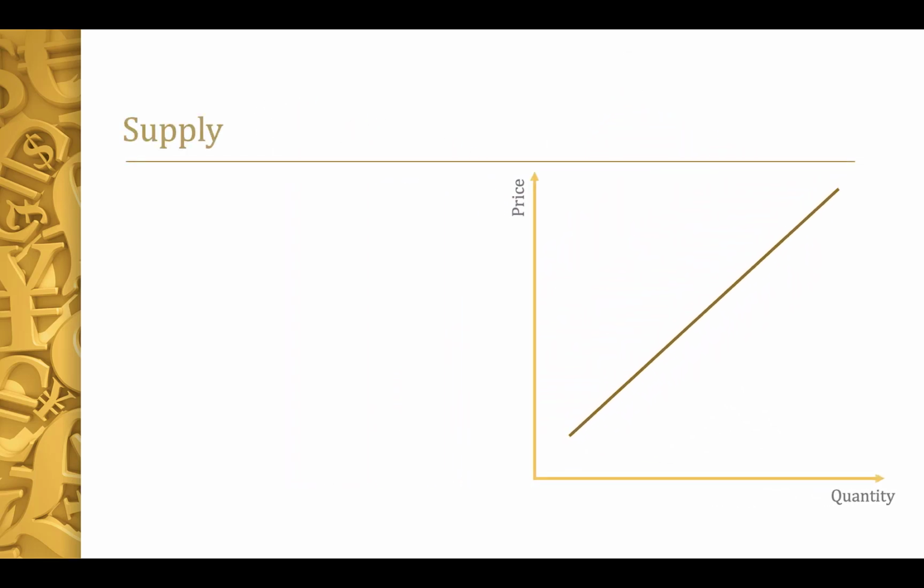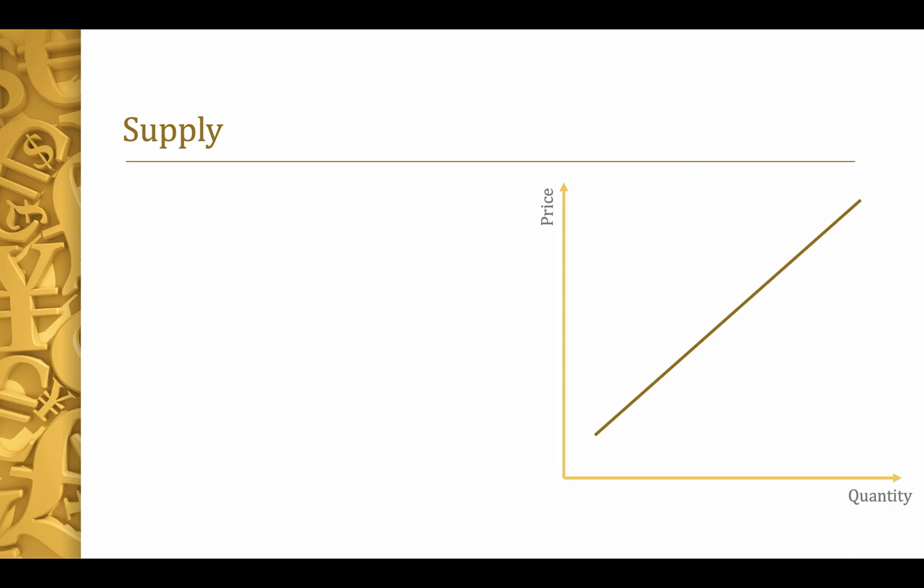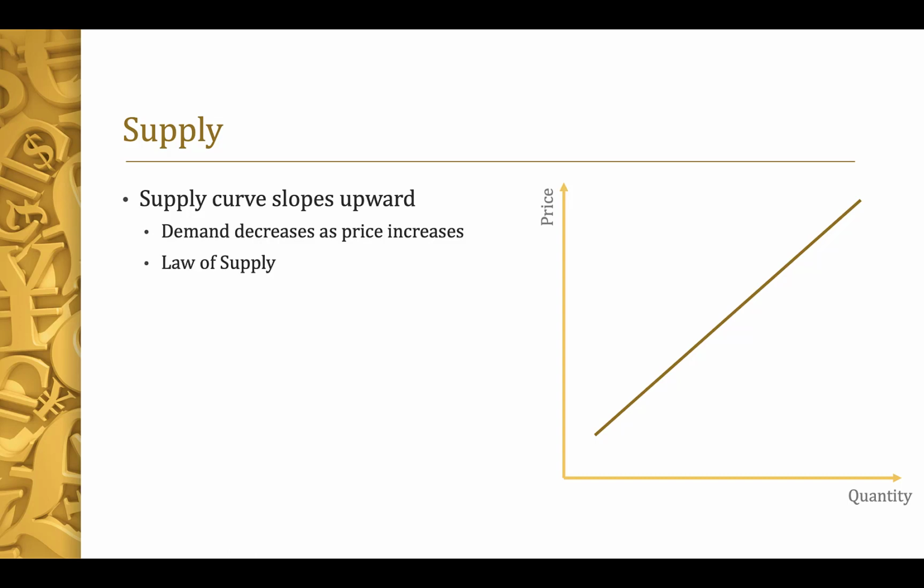A couple of items are worth noting. First, the supply curve slopes upward. This is because normally producers will supply more of a particular good as the price gets higher and less of a particular good as the price gets lower. Again, this is a reflection of the law of supply, where price and quantity supplied move in the same direction.